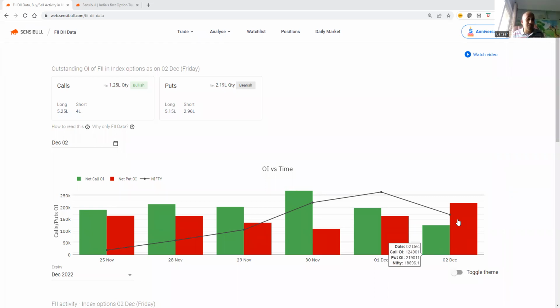Since they bought more puts, did the market reverse? No, we don't know exactly what has happened. FII data we can see only when the market is closed, not when the market is live. Open interest we can see as live data, but this one we can see when the market is closed. Based on that, we can think about the prediction for the next day or next week. Is it clear?